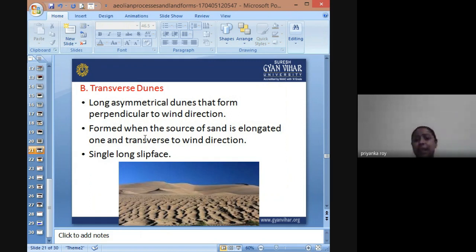This is formed when the source of the sand is elongated and transverse to the wind direction. So the wind direction has to be moving transverse to this feature. Only then does this type of ripple form, or transverse dune form. And a single long slip face is there. So it is basically moving. You can see the patterns are parallel to each other, or transverse to each other.